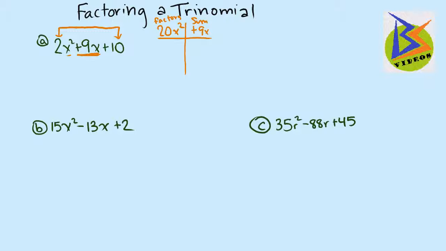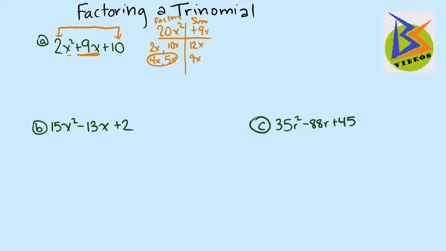sum of 9x. Factors are things that we multiply together, and a sum is the things that we add together. So for example, we could try 2x and 10x. When we add those together, we get 12x. Okay, so that one doesn't work because we're looking again for the sum of 9x. Let's look at 4x and 5x. Well, when we add those together, we get 9x, and when we multiply them together, we get 20x squared. Cool, so we found them.